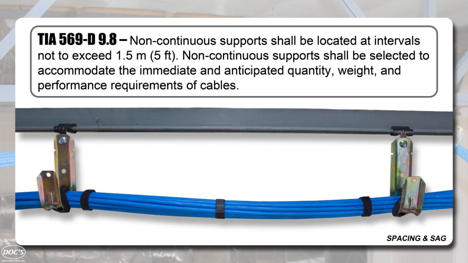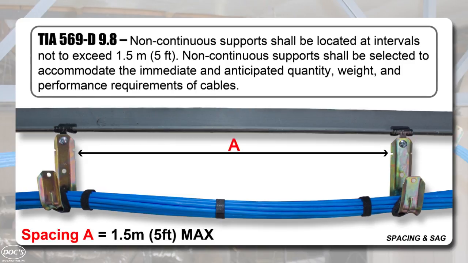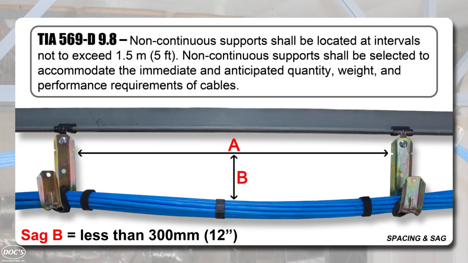The maximum allowable spacing between cable supports is about 5 feet. The cable tension should allow for no more than about a foot of sag between each support. It is best to stagger the spacing on a long run to prevent harmonic interference or crossover.